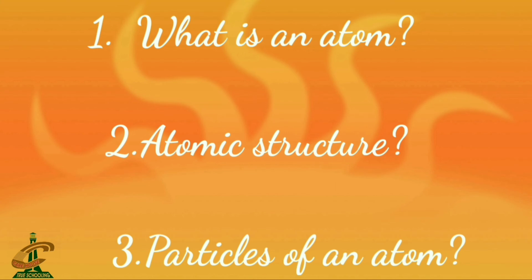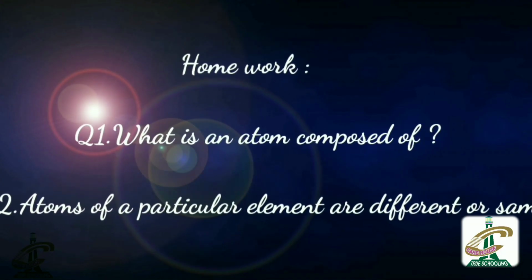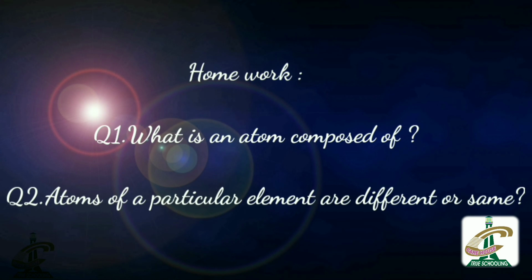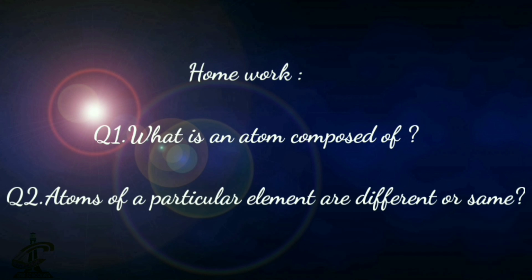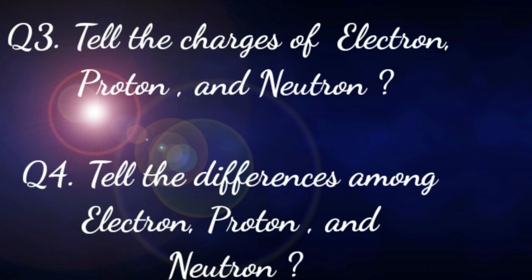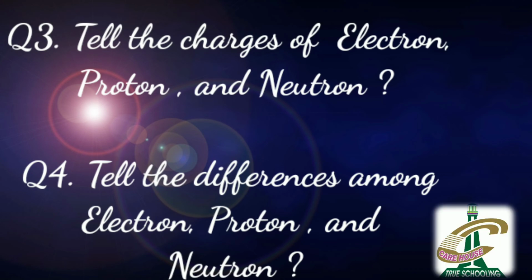Now I am assigning you your homework. Your homework is you have to solve question number 1. What is an atom composed of? Number 2 is atoms of a particular element are different or same. Question number 3 is tell the charges of electron, proton and neutron. We have learned about these charges. You have to write those.